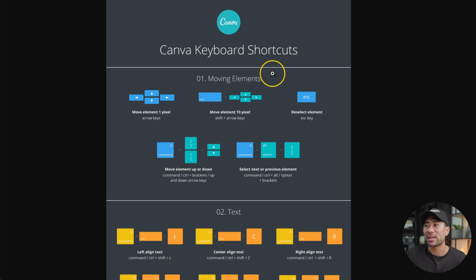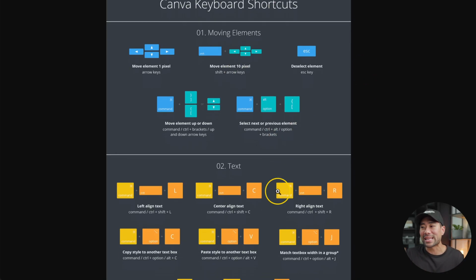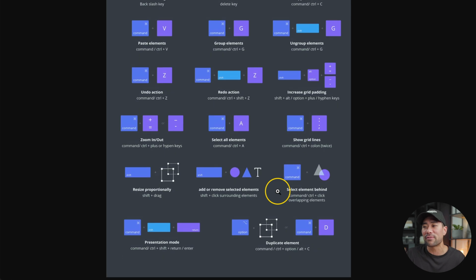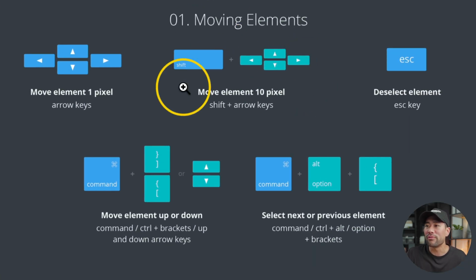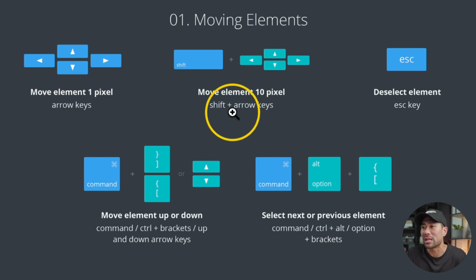Now, to take your productivity to the next level in Canva, make sure you learn these Canva keyboard shortcuts. I'll provide a link to this exact infograph so that you can learn what these all are. For example, you've got moving elements 1 pixel at a time, and moving elements 10 pixels at a time by holding Shift. So let's try that out.